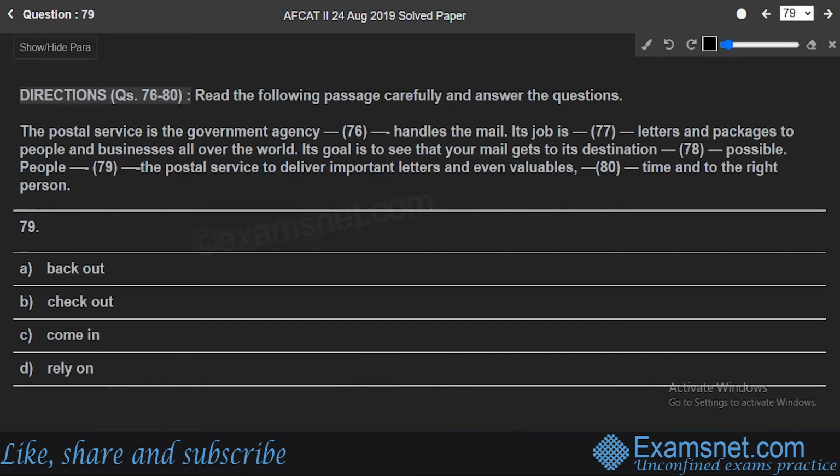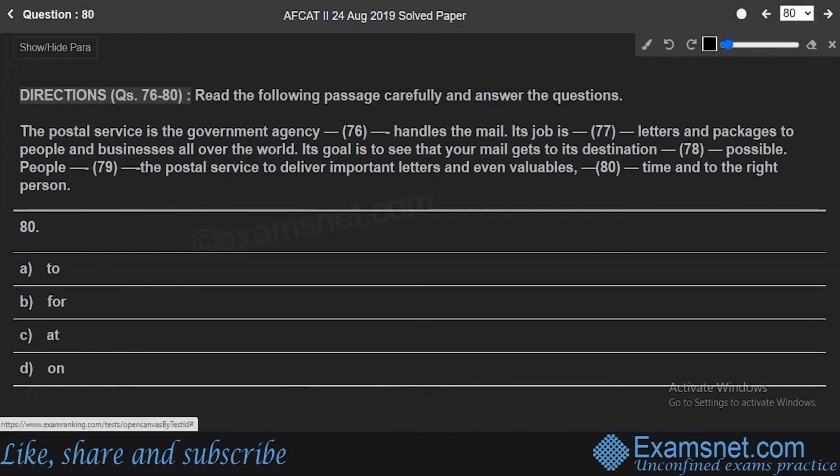So let's read the 79th blank. People dash the postal service to deliver important letters and even valuables. So people back out the postal services, people check out the postal services, people come in the postal services, or people rely on. This seems to be pretty good over here. So people rely on the postal services to deliver letters and even valuables. Option D is the correct answer over here. So this is the one, right? Rely on.